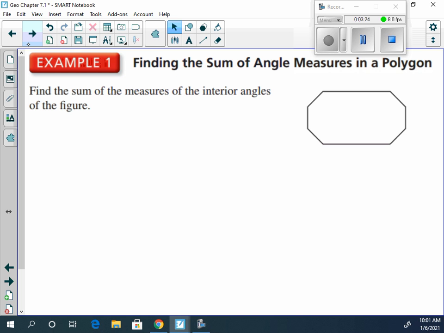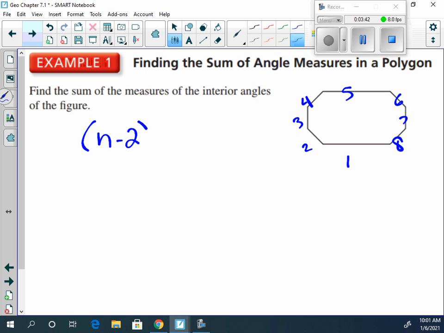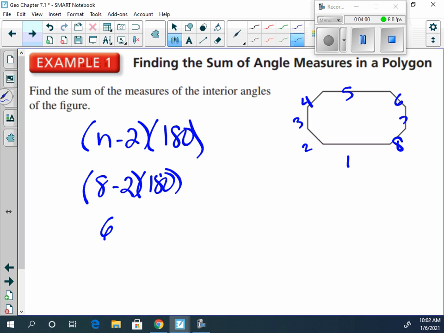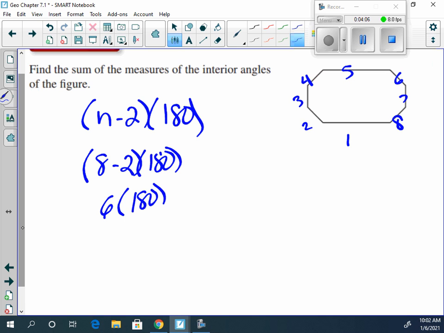So looking at this first example problem, if I want to know the sum of the interior angles of this figure, I need to know how many sides it has. I can just pick a starting point and count: 1, 2, 3, 4, 5, 6, 7, 8. It has 8 sides. So we can use this formula, n minus 2 times 180, and plug in 8 for n, its number of sides. 8 minus 2 times 180. 8 minus 2 is 6. Now we just need to do 6 times 180.